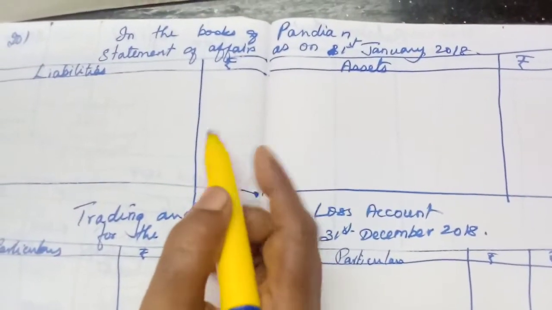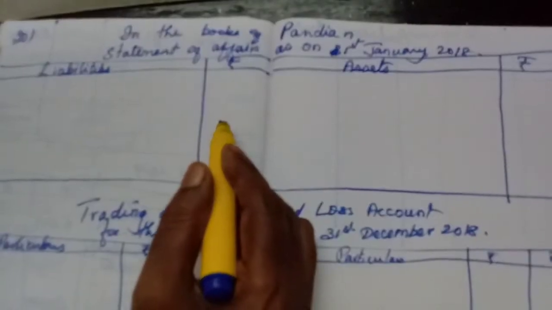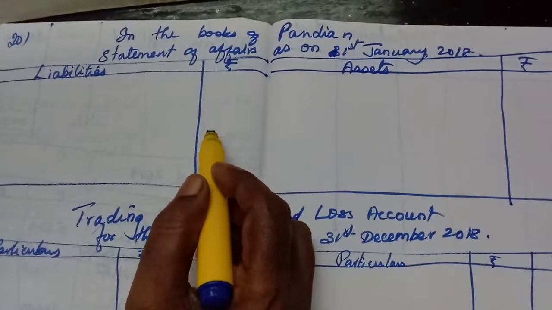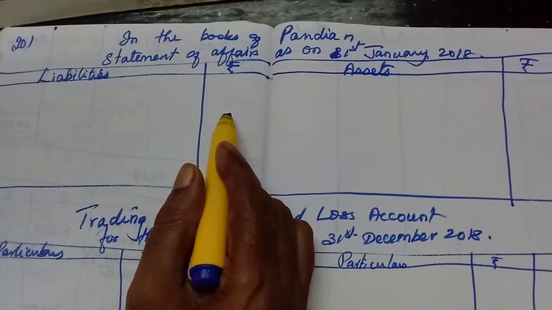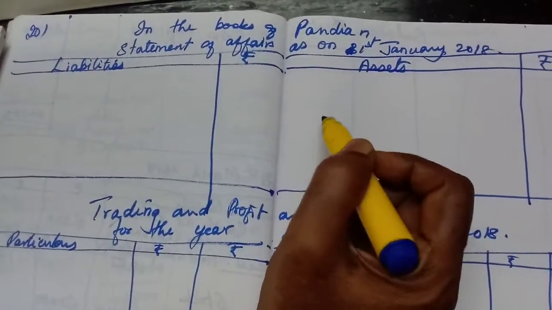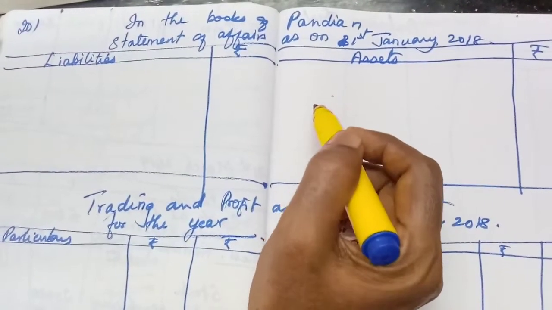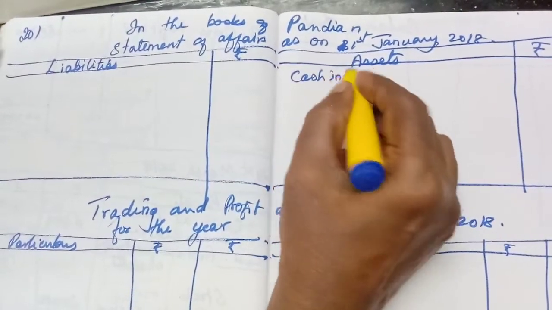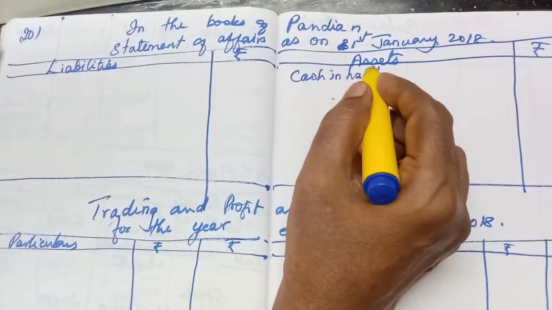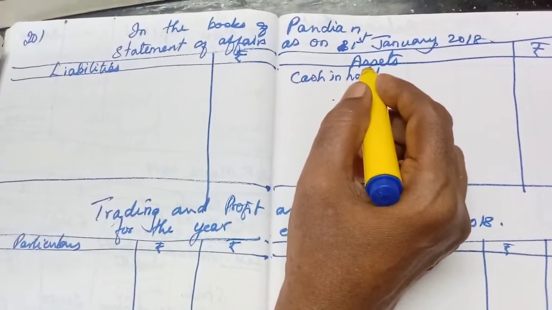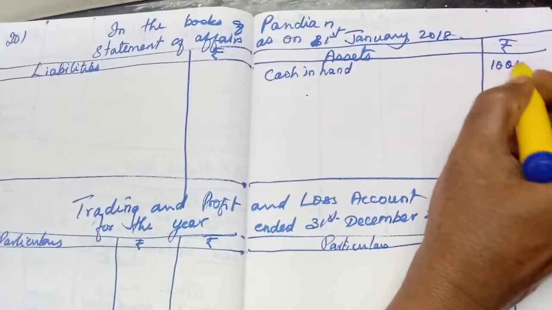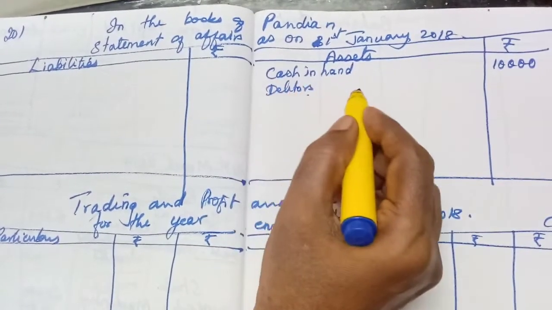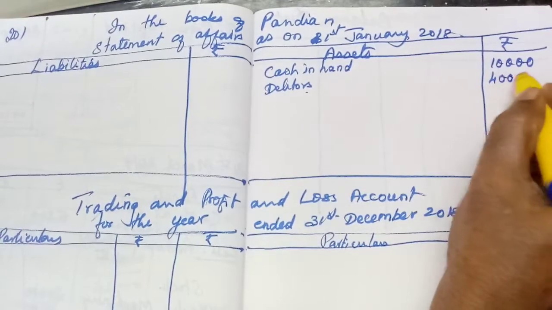So now you have to see the information, tabular column, to write the details. 1/1/2018 you have to see. First one is cash in hand. Furniture you should not write first. First you write the current assets, cash in hand, cash at bank, in order. Cash in hand given, that is 10,000. After cash in hand, debtors, that is also current asset. So write in order. Debtors 40,000.